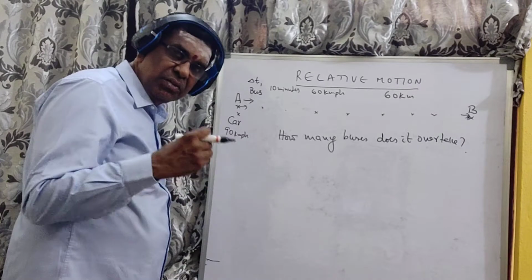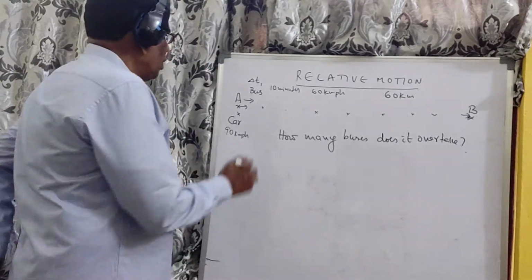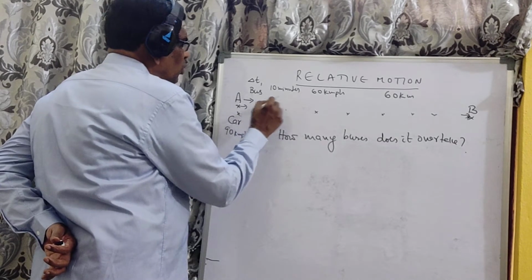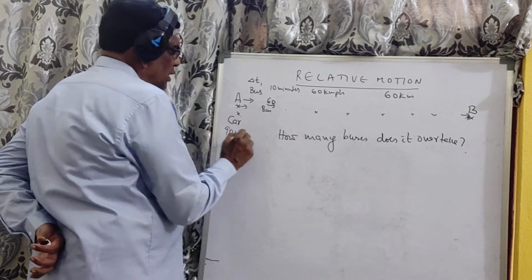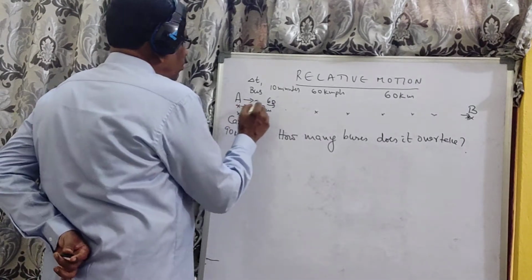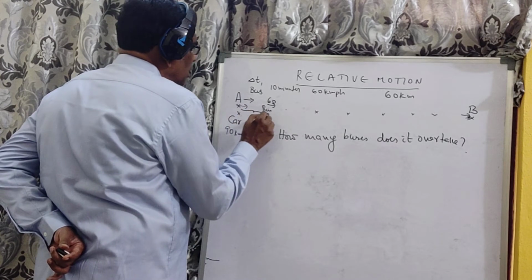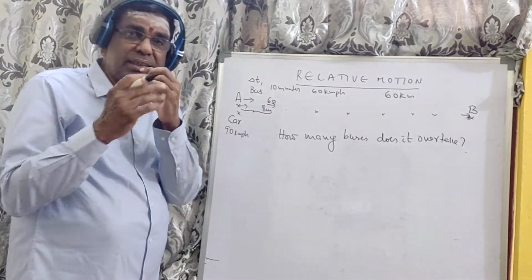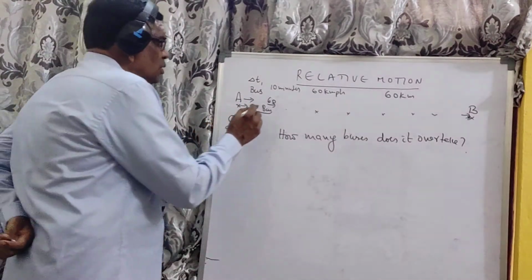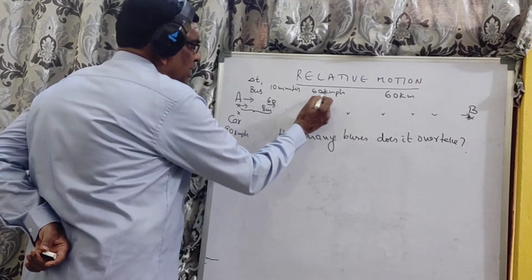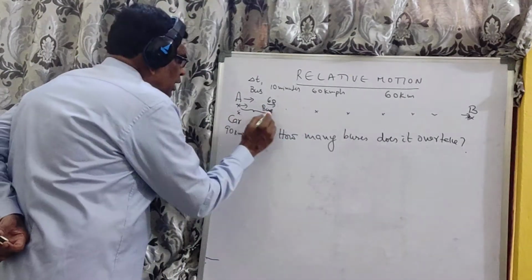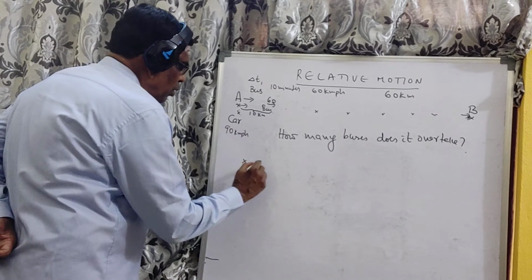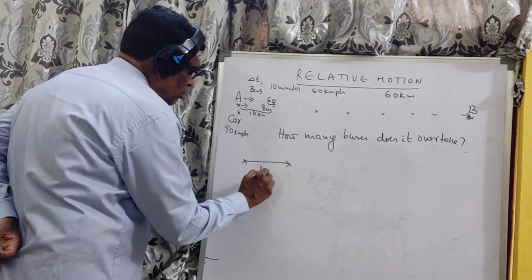Now, how to make use of the relative velocity concept here? The car is here, one bus is here. Bus is moving with 60. Car is moving with 90, and every 10 minutes you said. 10 minutes means how far this bus must have gone from the starting point, 1/6 of the time, right? So every minute it goes 1 kilometer. Every 10 minutes, therefore, it is 10 kilometers. Now, here is a point. Here is distance 10 kilometers.